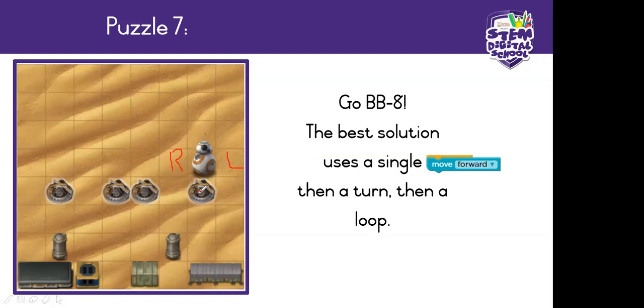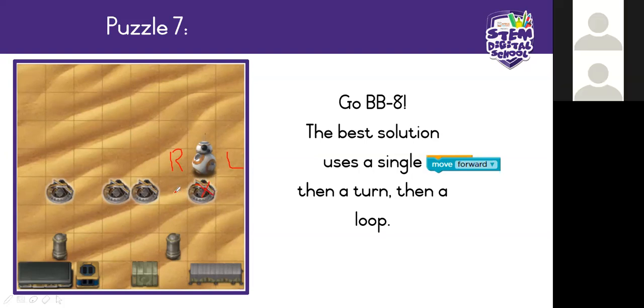Now remember, when we use a loop, it means that we are going to use a repeat block. Let's quickly see how many move forwards you will put in that repeat block. Remember, if he moved forward, we're already standing on this one. Then he's going to turn, and then he'll move forward again. 1, 2, 3, 4, 5. So you guys can put a 5 in the repeat block.